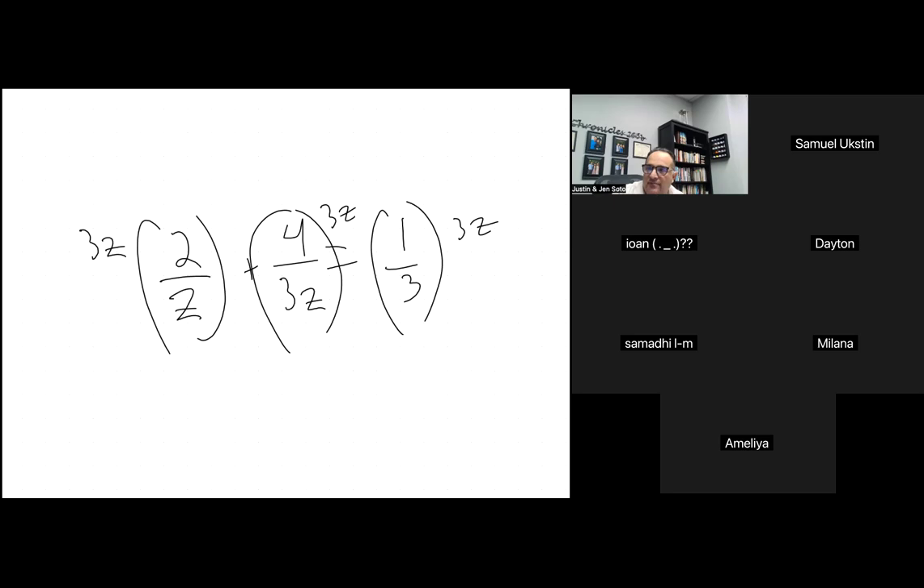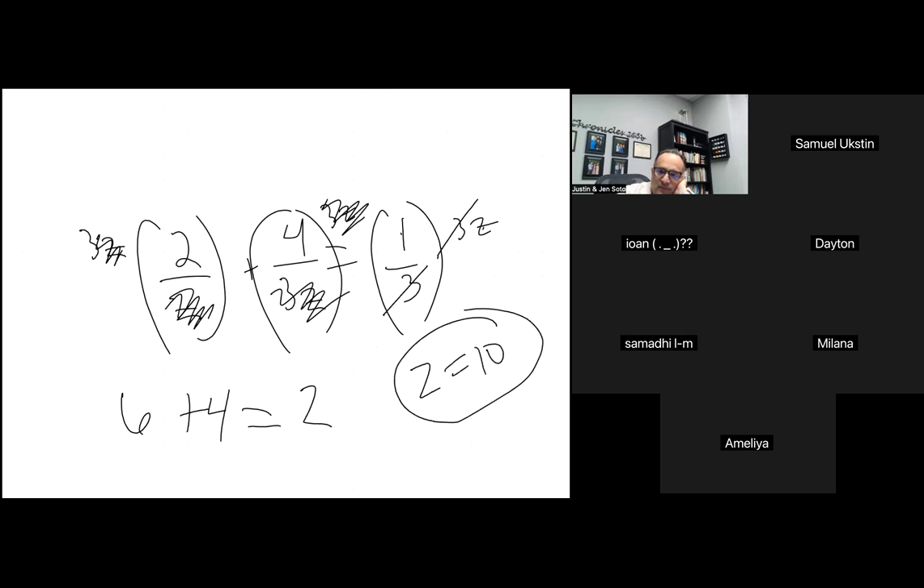All right, you guys ready for me to do it? Z's cancel out. 3 times 2 is 6. 3 Z's cancel out completely, plus 4. 4 times 1 is 4. Now watch. 3 and 3, Z times 1 is Z. Z is going to equal 10. All right. That's a Z.